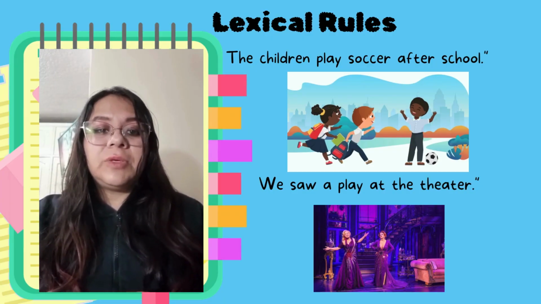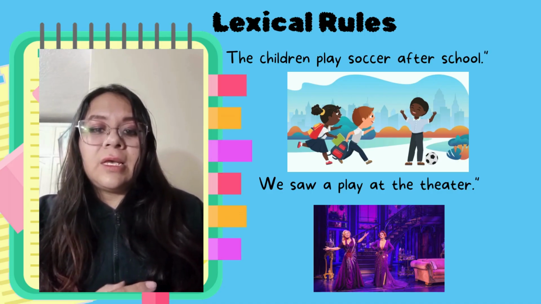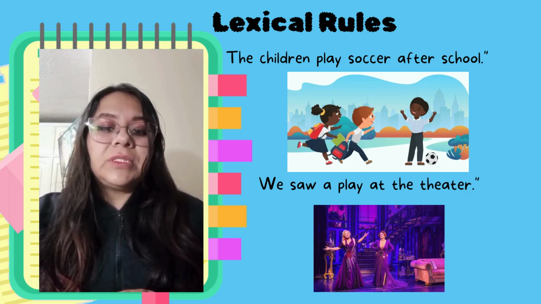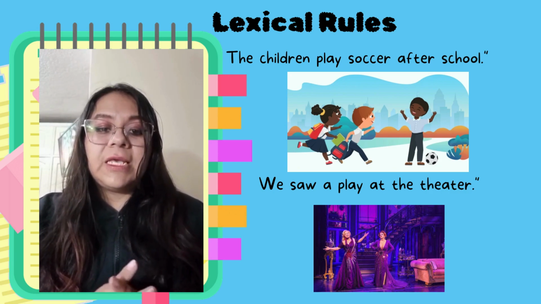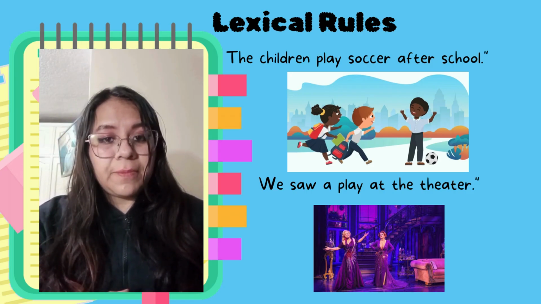The word play can function as a verb or a noun depending on the context. For example, the children play soccer after school. In this sentence, play is a verb because it describes what the children do. Another example, we saw a play at the theater. In this case, play is a noun because it refers to a play.